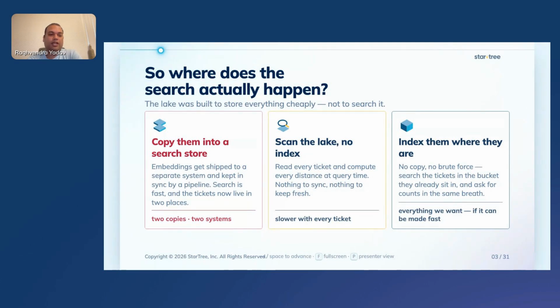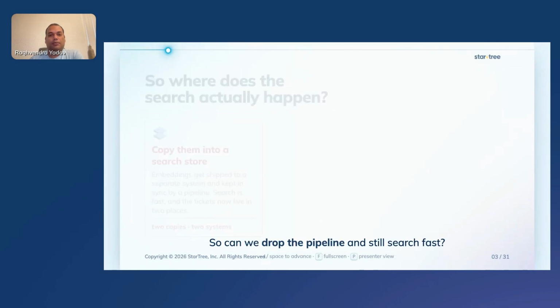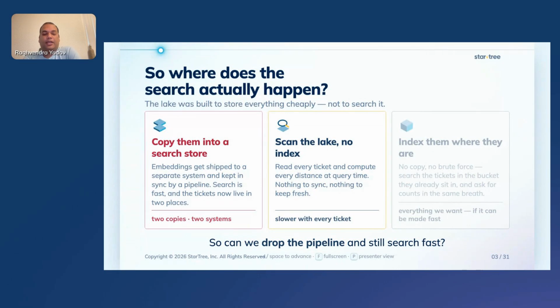With the first choice, where we have two copies, you have to maintain two systems and ensure they are always in sync. With a scan, you can run search, but it is always going to time out or take a longer time. So what is the third option? The third option is basically to index them where they are. You don't do a copy, you don't do a scan. You build an index on the data lake itself. What it enables you is to drop the pipeline and still do the searches very fast. So it avoids the two-system complexity.